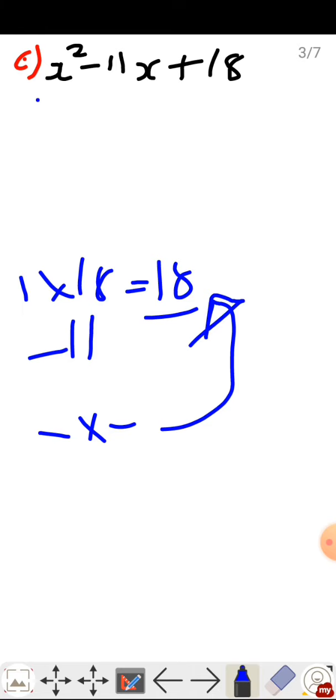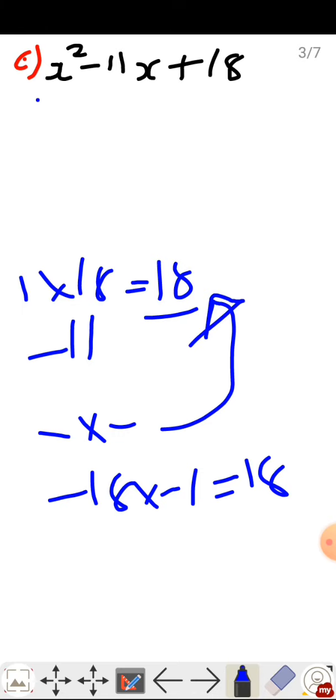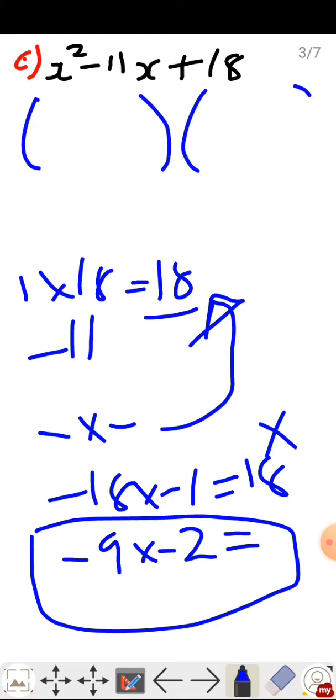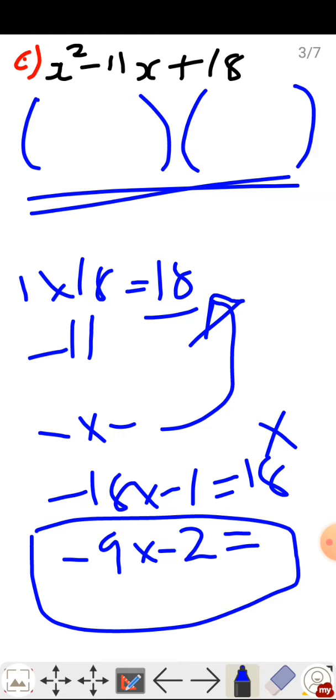So we'll start by looking at the negative products of 18. Minus 18 times minus 1 gives us 18, but when you add we get minus 19. So we're not looking at these two numbers. Then we have minus 9 times minus 2. When you multiply, we get 18, and when we add them we get minus 11. You should be familiar with the multiplication table. So this is the same procedure. Brackets, you don't have to spend a lot of time. Then you write your x here, your x here, then here it's minus 9, here minus 2. You're done.